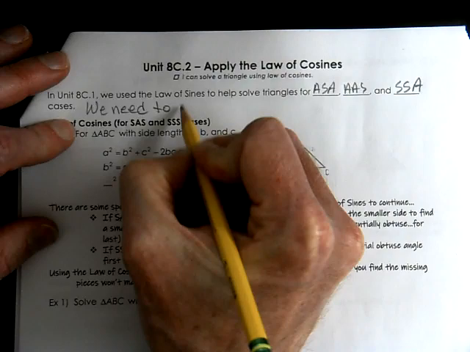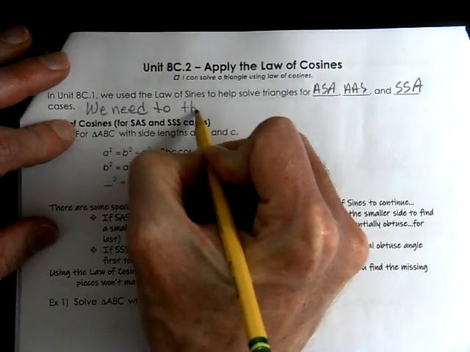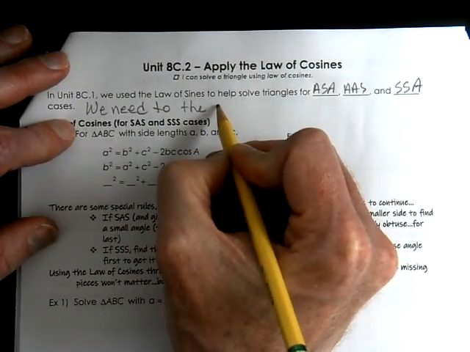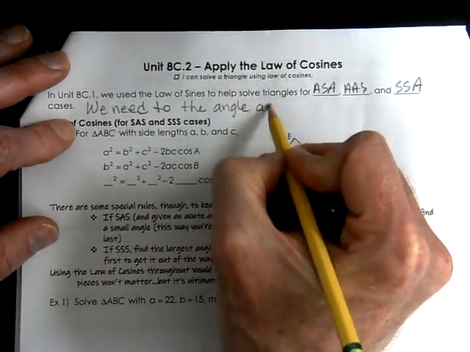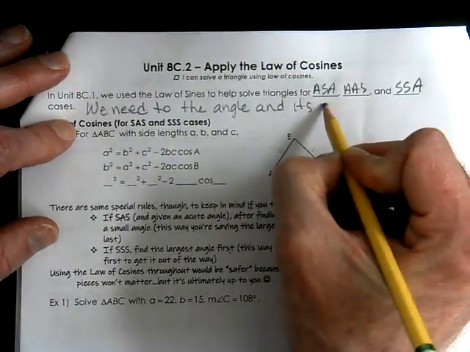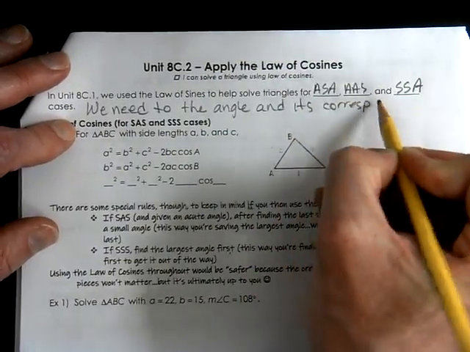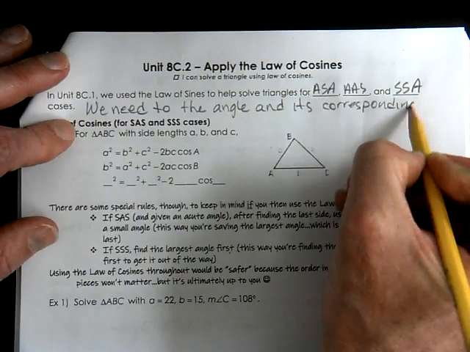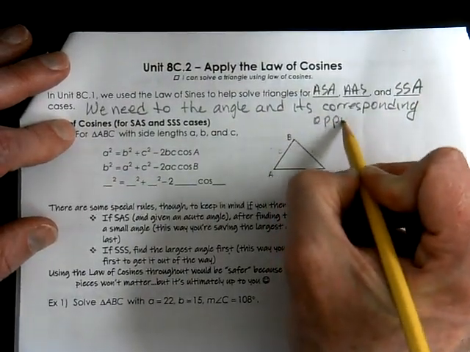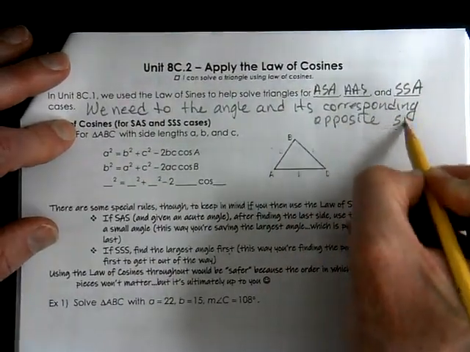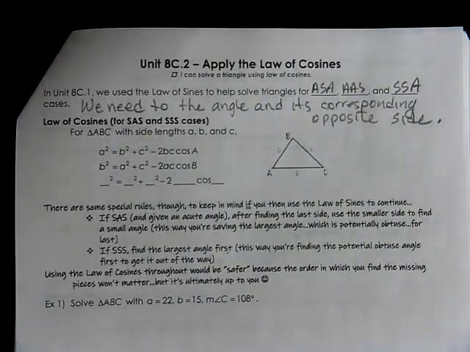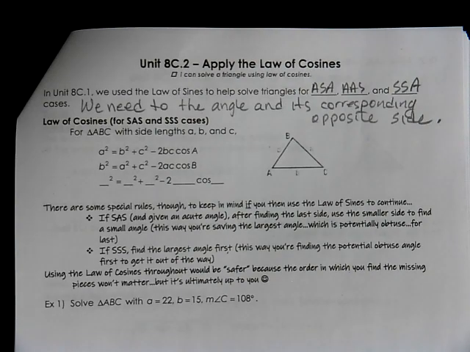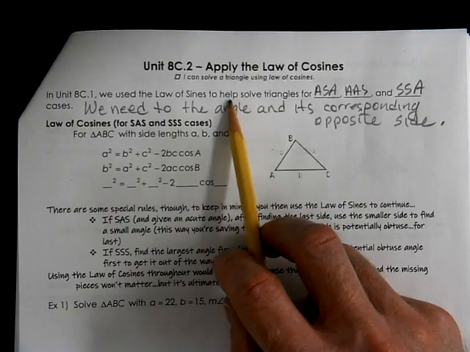we need to know the angle and its corresponding opposite side. That's what you need for Law of Sines. You need to know the angle and its corresponding opposite side. If you have that, then you can use Law of Sines.